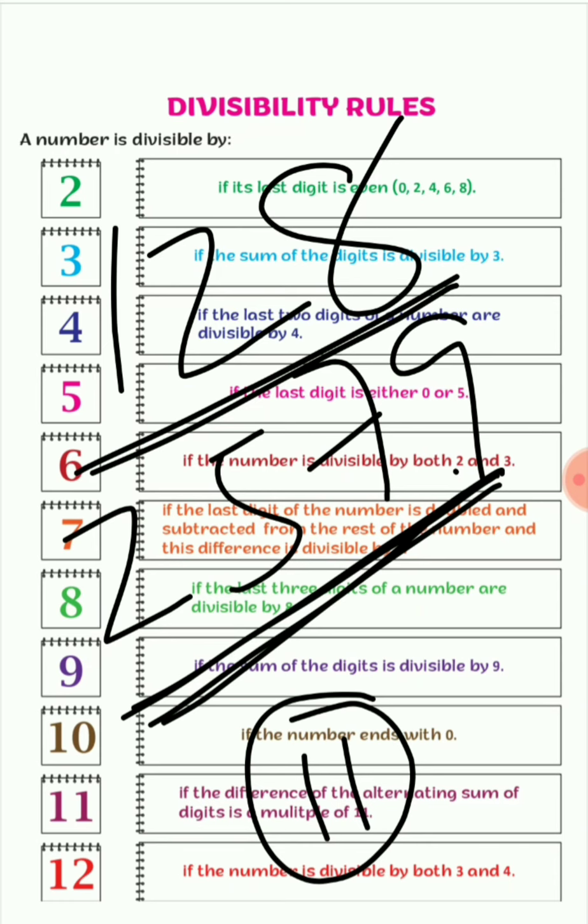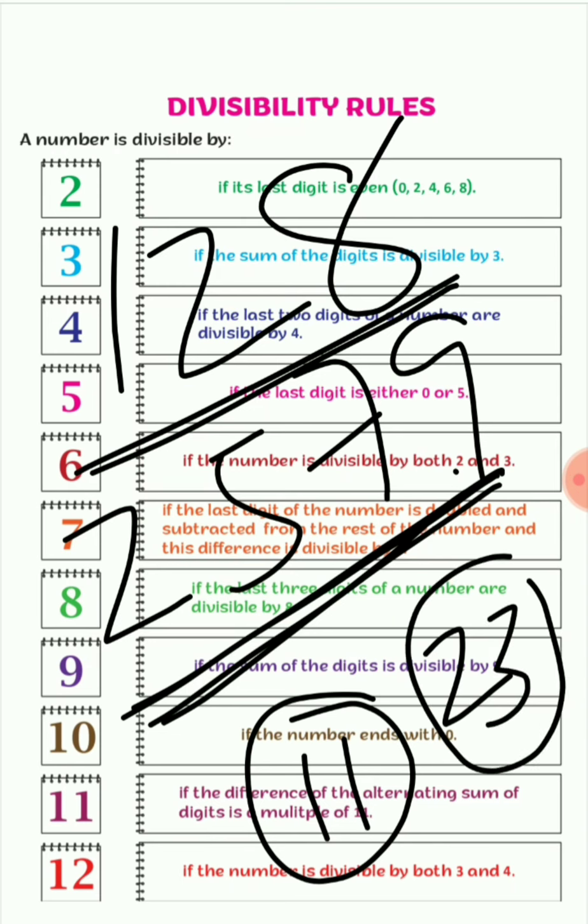For the second number 2 5 7 9, add the digits of the number. 2 plus 5 is 7, 7 plus 7 is 14, 14 plus 9 is 23. This is also not divisible by 3, so this number is not divisible by 3. In this example, both numbers are not divisible by 3.